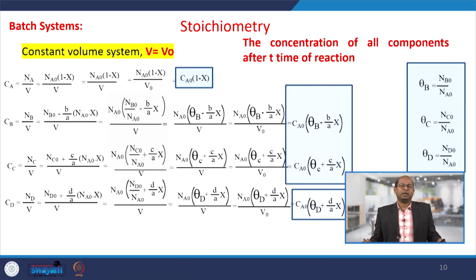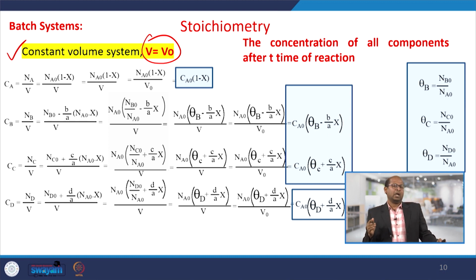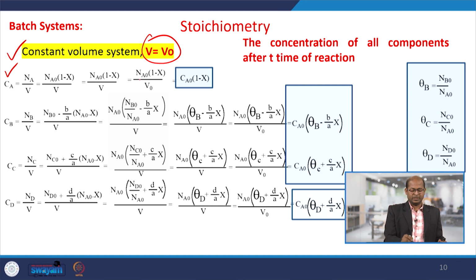Now, the systems may have volume changes or may not. Depending upon the stoichiometry, the reaction may be conducted as a constant volume system or a variable volume system. If we consider a constant volume system, there is no change of volume. The volume at the beginning and after reaction remains the same for the reacting or product mixture. So we can write V equals V naught. Substituting V equals V naught in that equation, it would come this way.